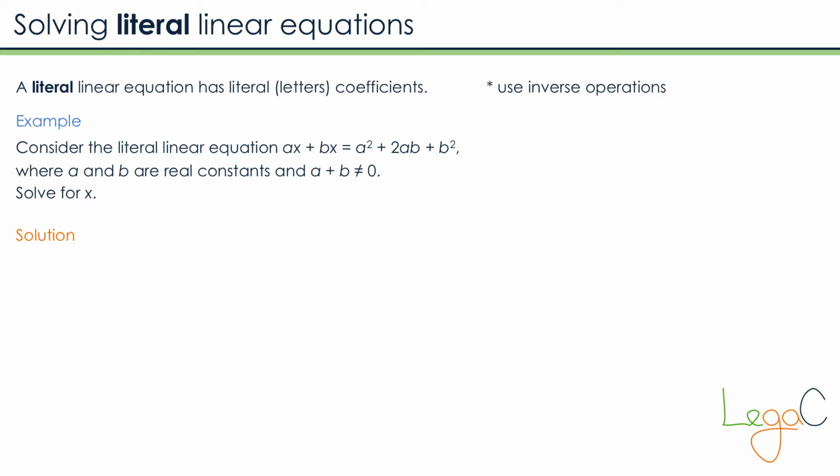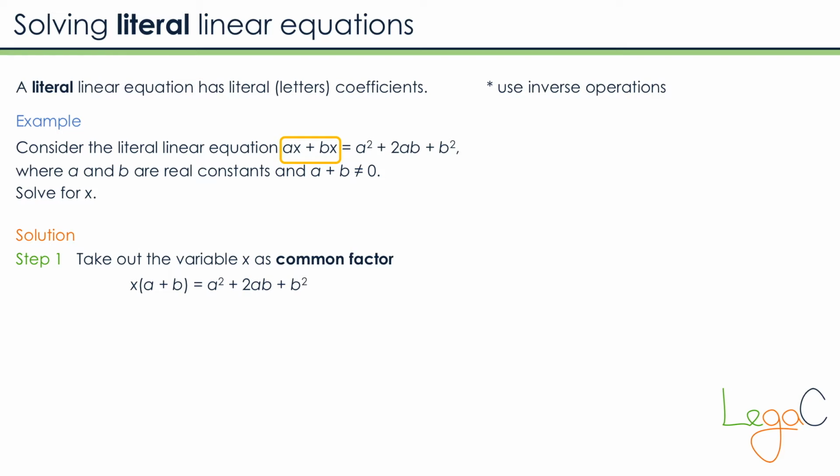Let's start by looking at the left-hand side of the equation. Now, x is a common factor to both terms on the left-hand side of the equation, so we can take it outside the brackets. So we have x(a plus b) on the left-hand side.